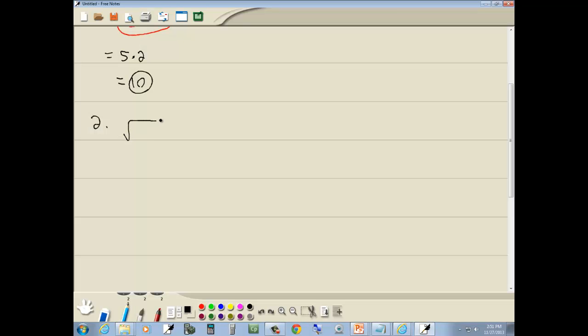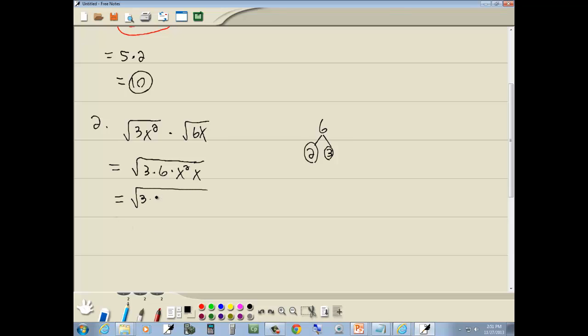Then we've got the square root of 3x squared times the square root of 6x. And again, we want to multiply these. Well, since the indexes are the same, I can put them all underneath a single square root. I'll put the numbers next to each other, so 3 times 6, and I'll put the x's next to each other, so x squared and x. Well, 6 is a simple factor tree. It's just 2 times 3. So I can rewrite the 6 as 3 times 2. I'll flip them around. And x squared times x gives us x to the third.